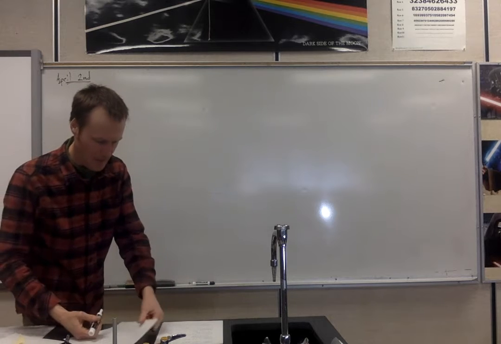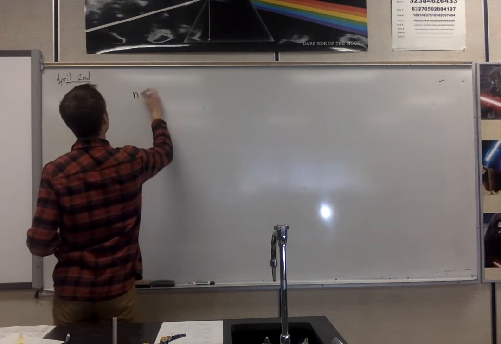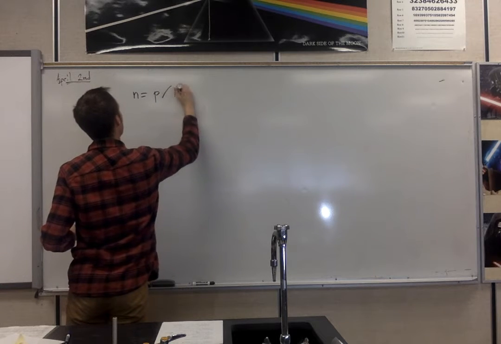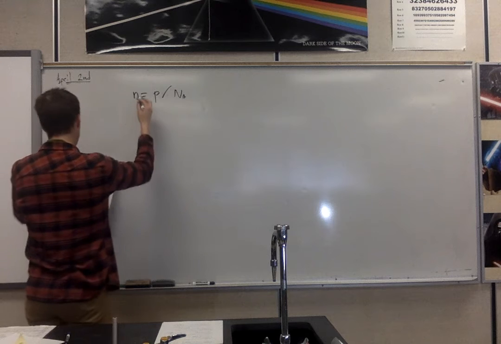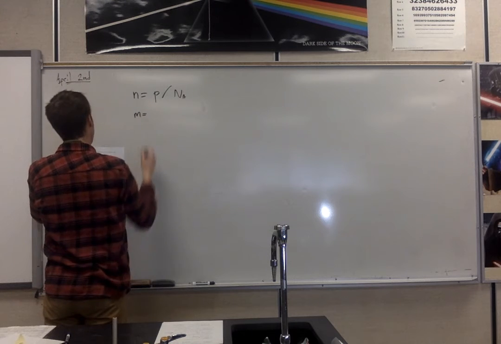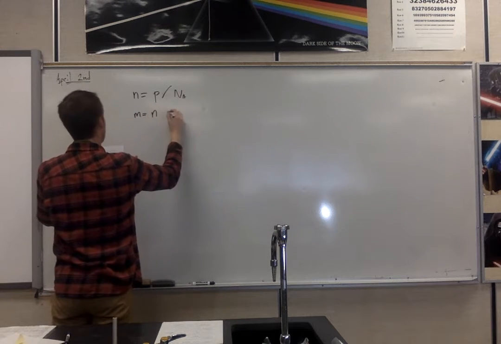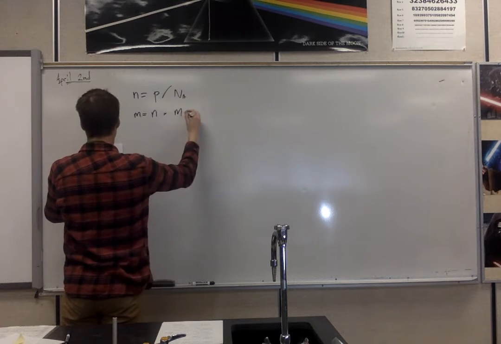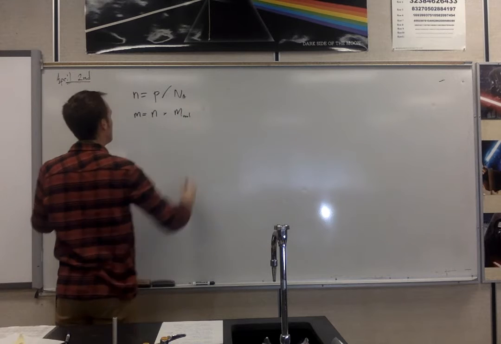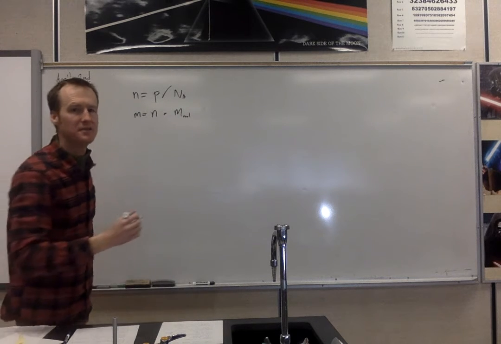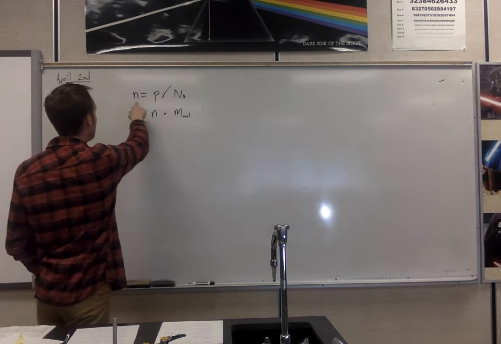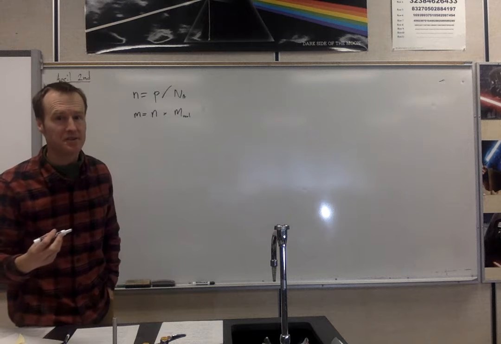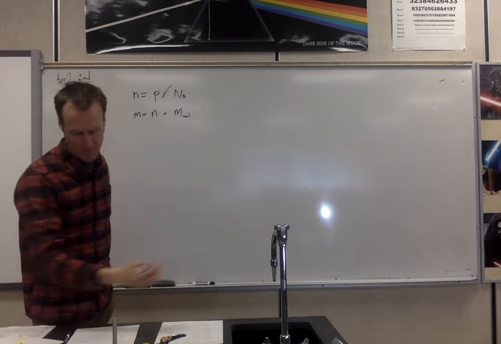Our equations. N, chemical amount, is P, particles, divided by Avogadro's number. M, mass of the substance, equals your chemical amount times your molar mass. Always. These are equations that work for any situation in chemistry. So, working with those, let's put in what we know. We put in our equations, then we put in what we know.